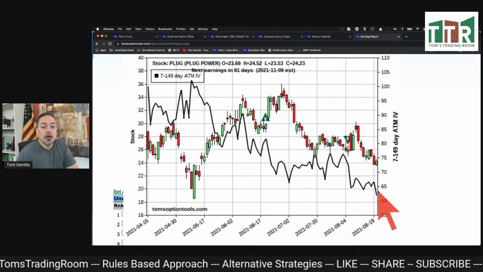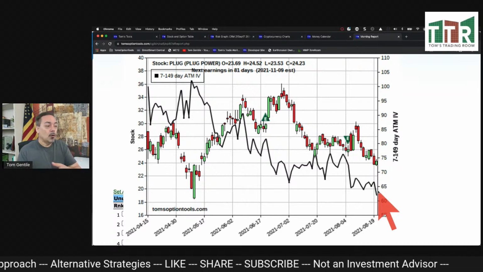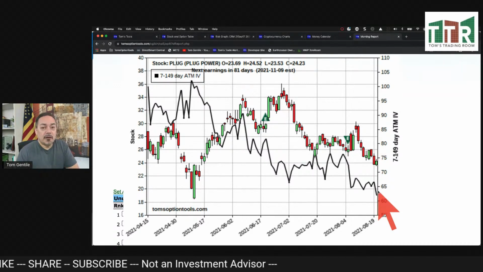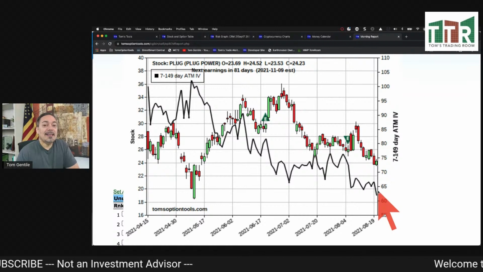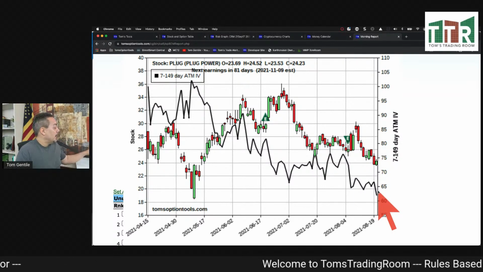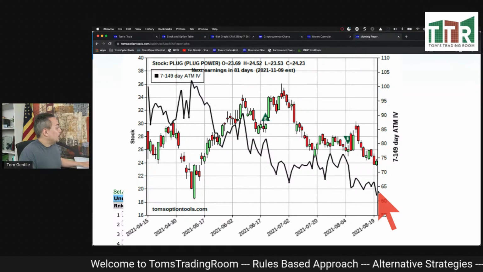That's where you go in and you look at rules-based trading. What's the trend? Is there any seasonality? What are the fundamentals? What's giving you the reason to buy the stock or sell the stock? And then if it's a screaming buy or a screaming sell, you say to yourself, well, I know what to do with the options because they're cheap. I'm going to buy them. All right, so that's Plug Power.